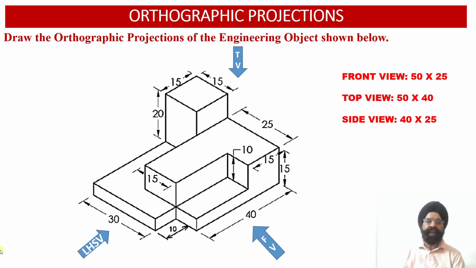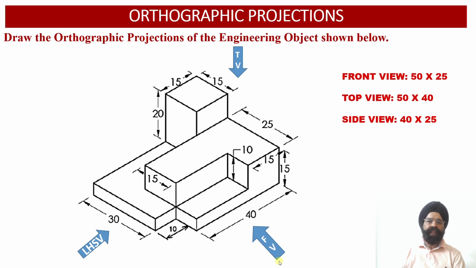Now here we have been provided with an isometric 3D projection of an engineering object, into which the front view face, the top view face and the left hand side view face of the solid have been combined into a single 3D isometric projection. Now using the constructional details available through this 3D isometric projection, we are required to obtain the front view orthographic projection, the top view orthographic projection and the left hand side view orthographic projection of this engineering object.